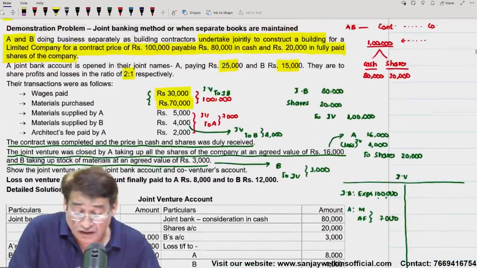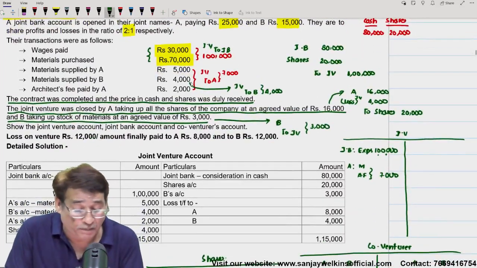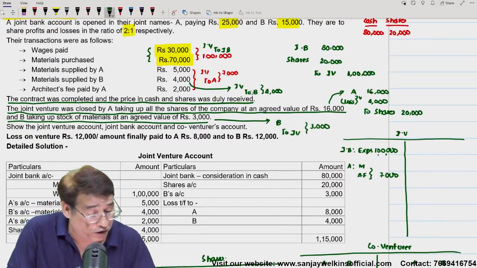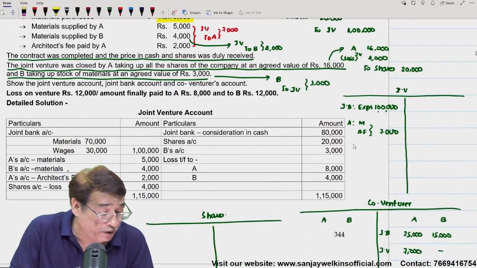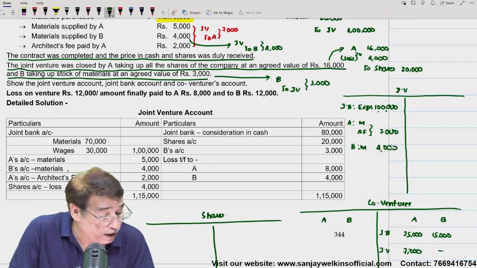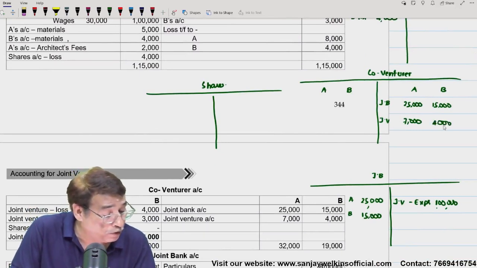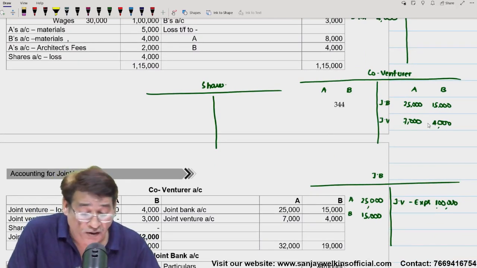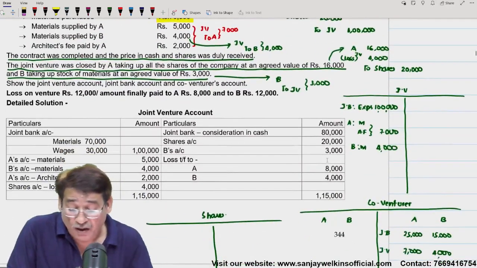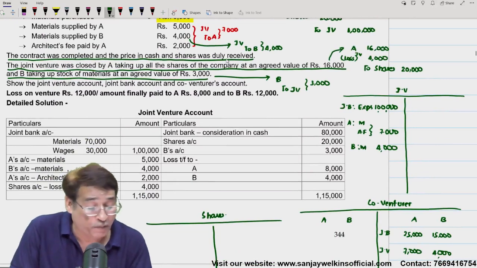Correct? Then it is written material supplied by B. Entry will be joint venture account debit to B account. On the debit side of joint venture, we will write B. You can write material 4,000. And in the co-venturer account, you will write by joint venture. You can write here 4,000. Correct?